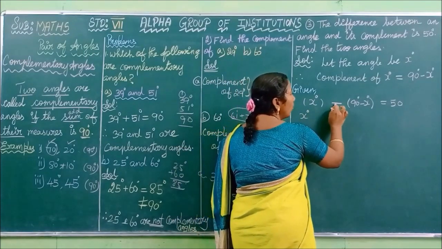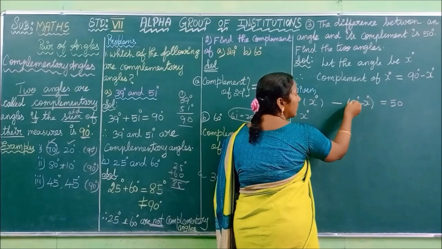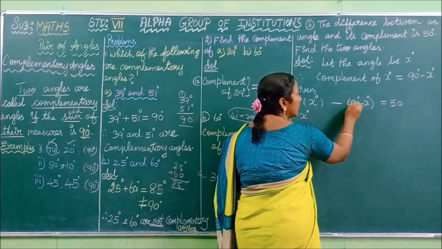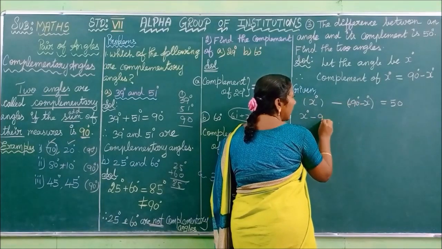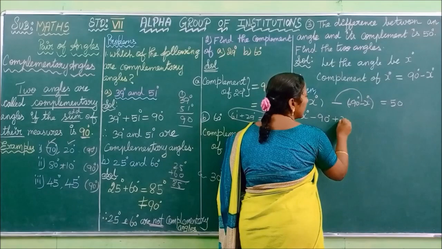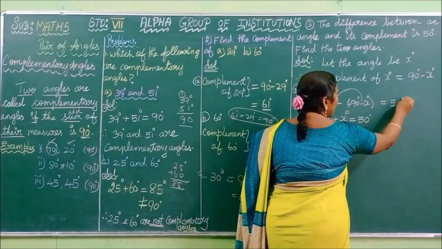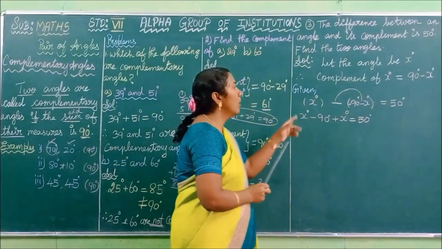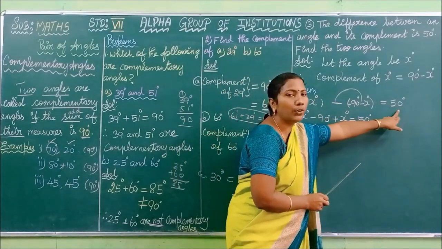Now we have to remove this bracket by multiplying the minus with this symbol. So here you have to understand the symbol is plus: minus into plus, minus 90 degree; minus into minus, plus x degree, which is equal to 50 degree. Do you understand, children? The difference of an angle and its complement is equal to 50.